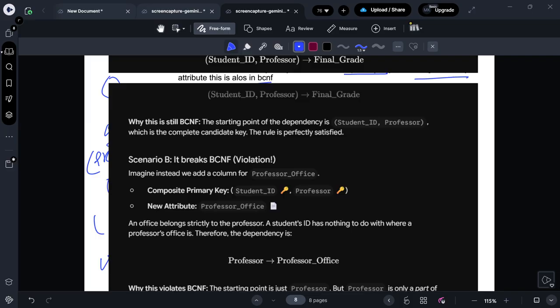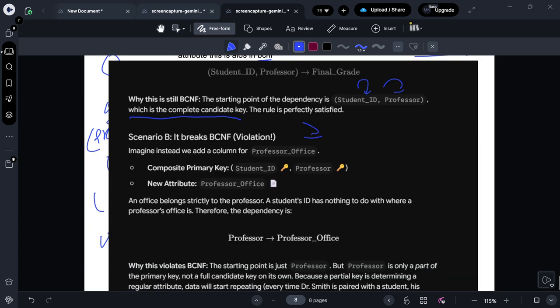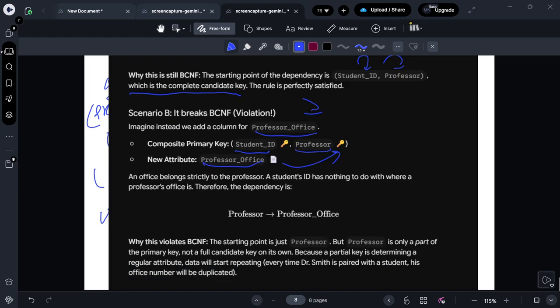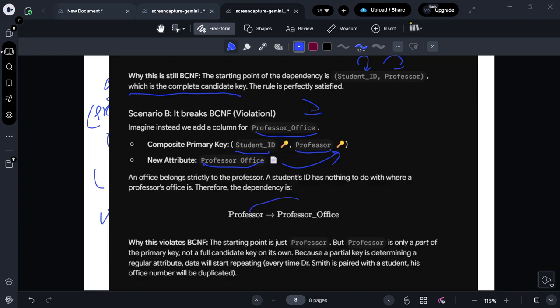And why is this in BCNF? Because the starting point of the dependency is student and professor, which is a complete candidate key. The rule is perfectly satisfied. But here is a violation. Imagine instead we add a column for professor office. So student ID and professor together, and then we add another attribute in the same table saying professor office. So professor goes to professor office. This makes sense, but this has nothing to do with student ID.